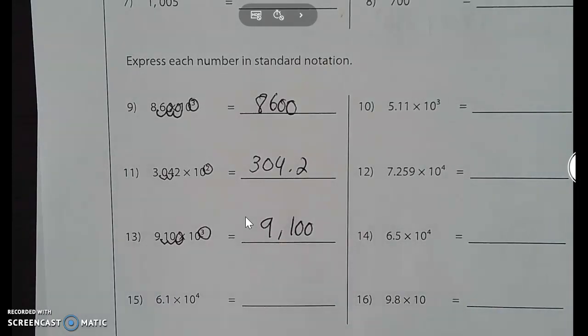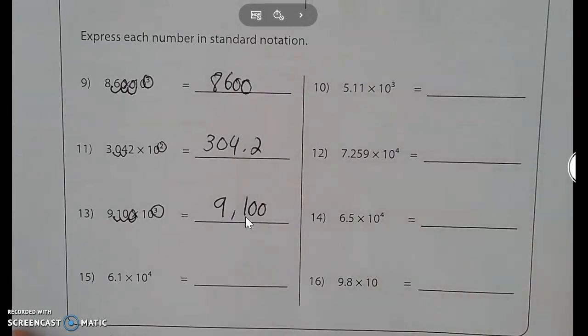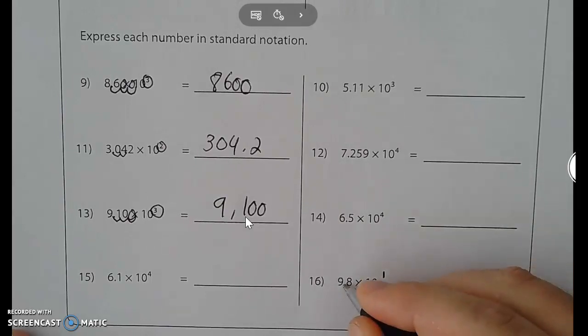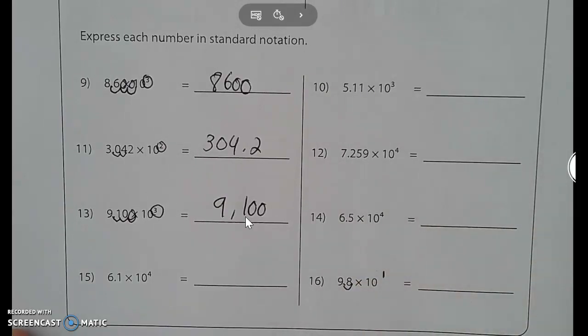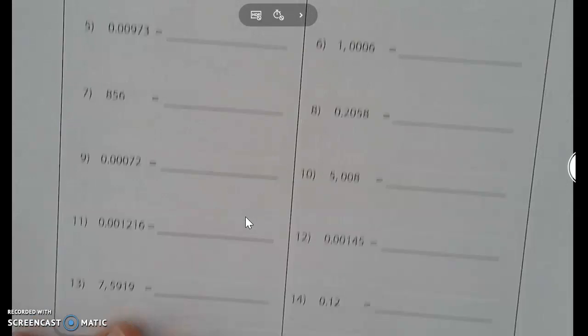Let's look at number 16, because that one sometimes confuses students. 9.8 times 10. That's the same as 10 to the first, right? So I'm going to move my decimal once to the right. 98. Let's look at it if it's a negative exponent.